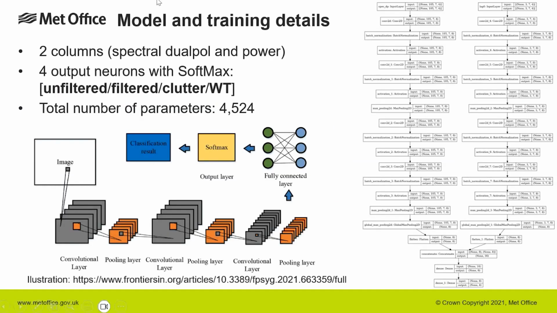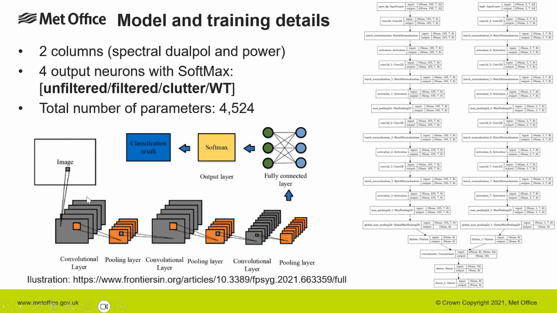And therefore we have these two columns, because I mentioned there's two types of data: the spectral dual pol and the power estimates. So the power goes down this column and the spectral dual pol goes down this column, and they get combined at the bottom, and an output is made, a decision is made for using the unfiltered data or the filtered data, or give up these two, clutter and wind turbine. The reason I've split them out is because I want to know where those wind turbines are, because I would like to go and verify if I can.